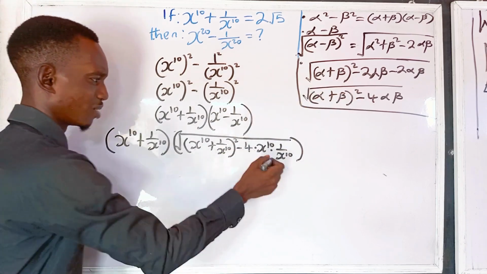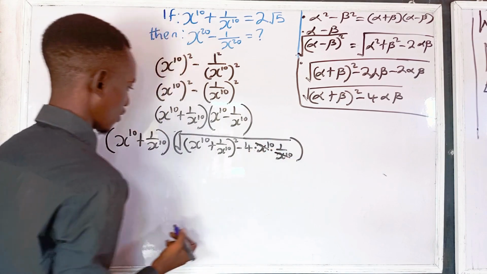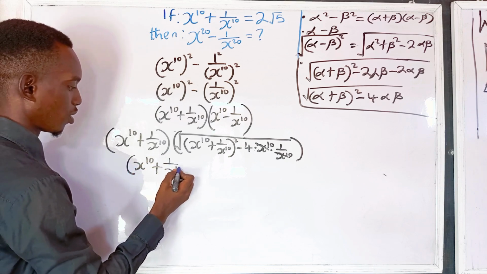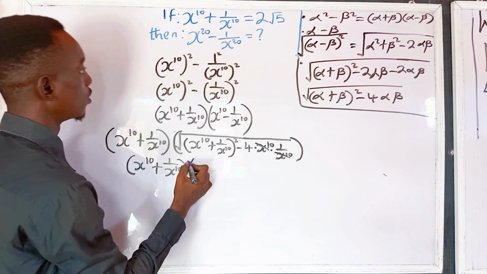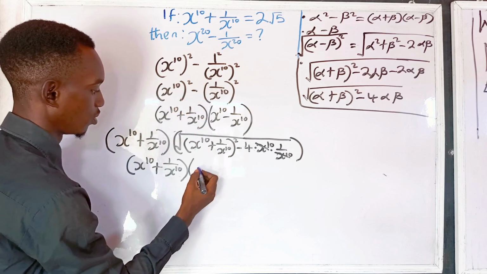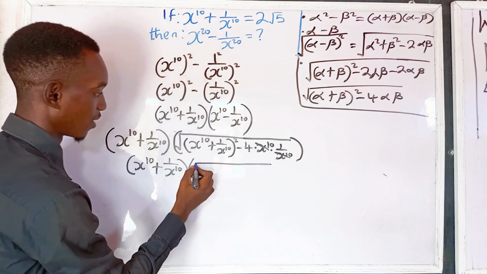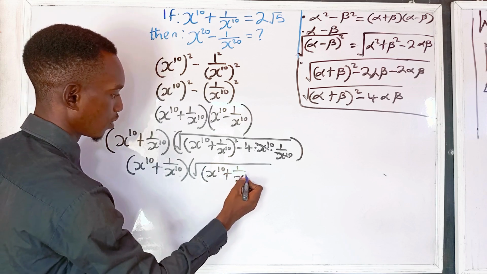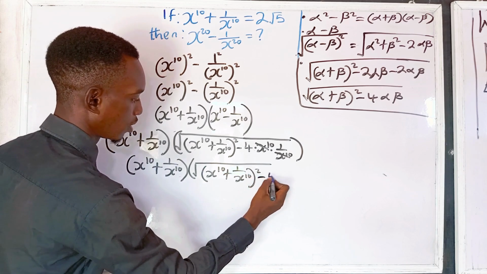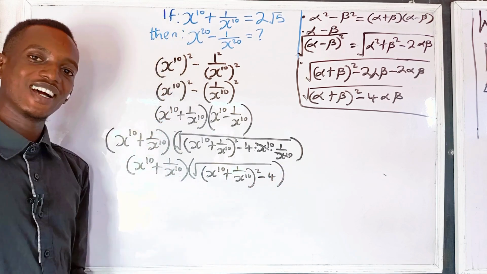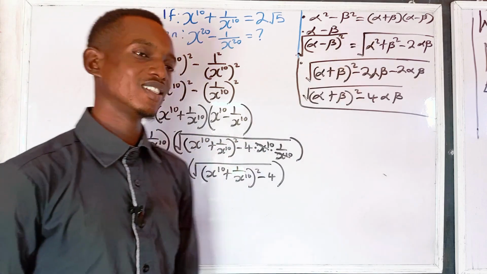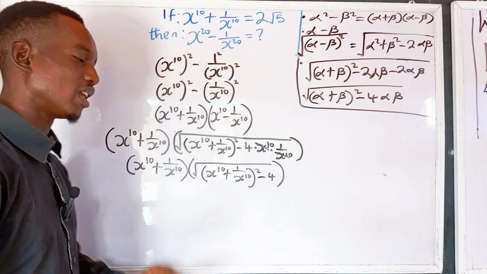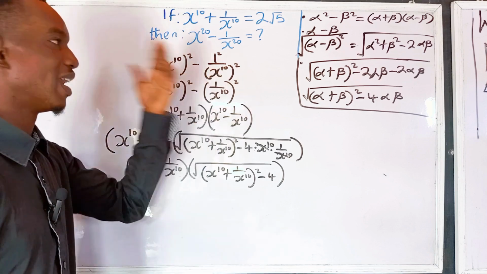We are getting very, very close. We can simplify this further. This cancels this. So we write this as x to the power of 10 plus 1 over x to the power of 10. That will give us the square root of x to the power of 10 plus 1 over x to the power of 10 all squared minus 4. Finally, you can see that we have used an algebraic identity to express this in terms of the summation of x to the power of 10 and 1 over x to the power of 10. Can you see that? That's the basic idea there.